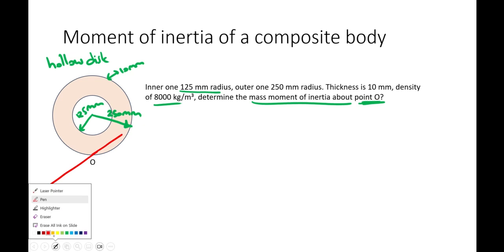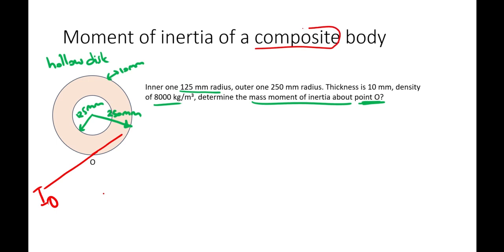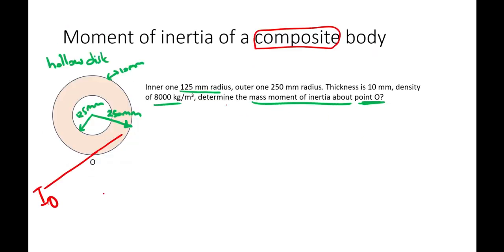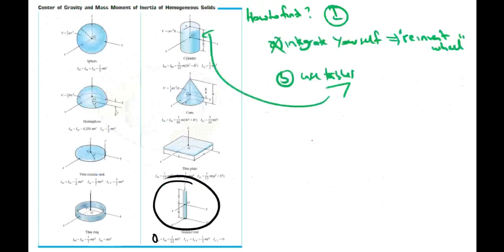So what we will do is that this includes two problems together. One is a composite body, I will tell what a composite body is. The other thing is that it includes the parallel axis theorem that we talked about. So let's firstly understand that we are looking for the I value and then check the table. This is the first thing that we have to do.